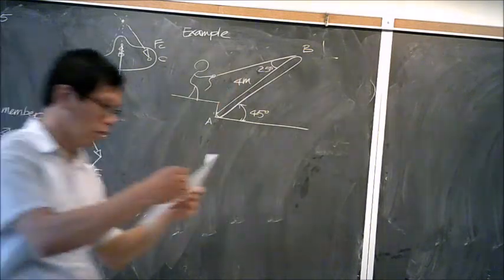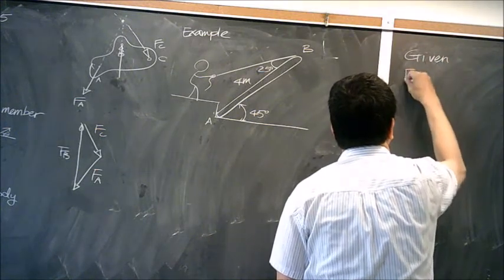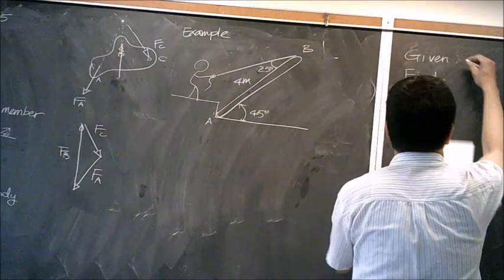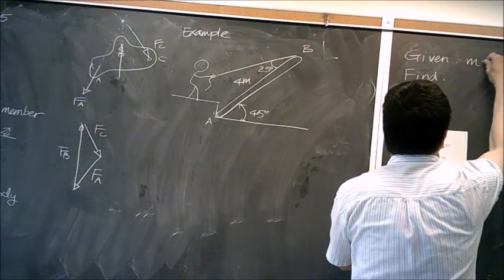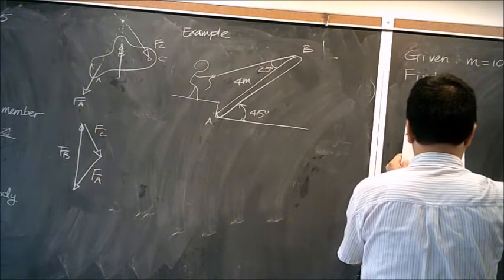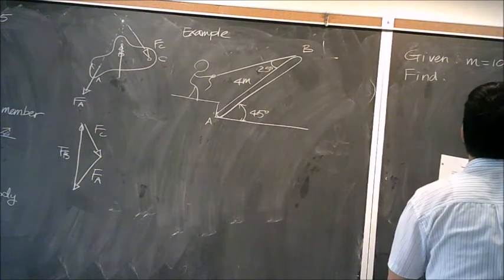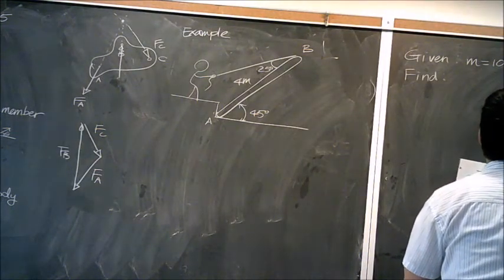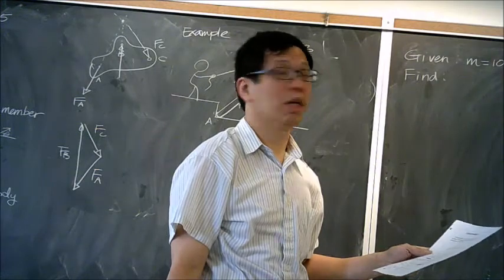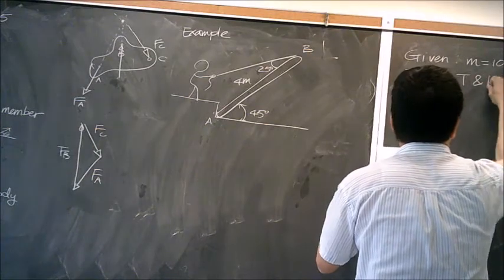So with this information, we're going to define what is given and what we need to find and start to solve the problem. So we are given the mass equals to what? 10 kilograms. That's the only information we get. Another thing we know is it's a three-force body. Anything else? Not really, right? So what we need to find? We need to find T and what? RA.